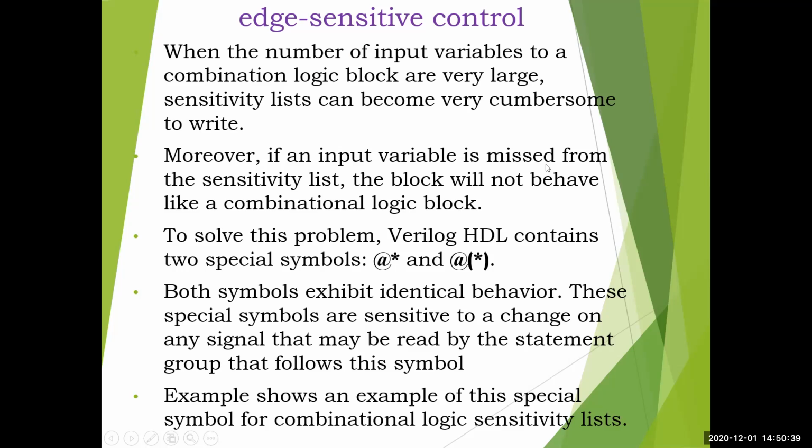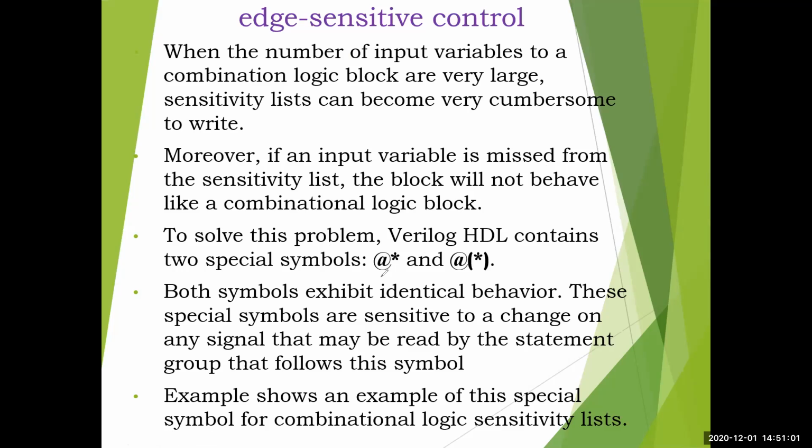Moreover, if an input variable is missed from the sensitivity list, the block will not behave like a combinational logic block. In the case of a large number of inputs, one of the things is human tendency to make mistakes. If you make a mistake, it will not work like a proper design. To solve this problem, Verilog HDL contains two special symbols.